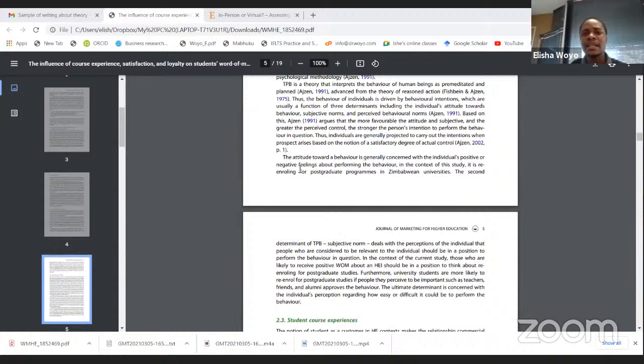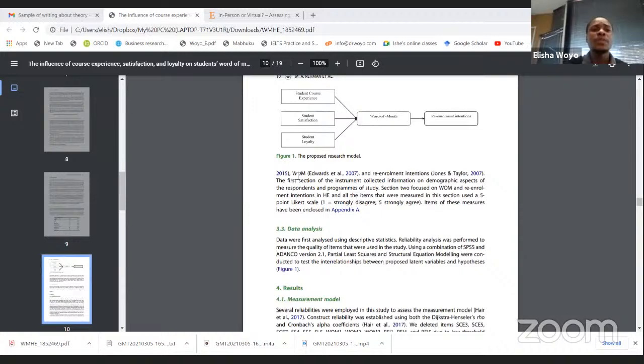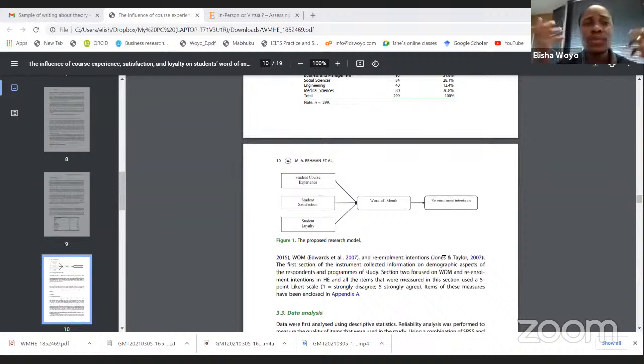Apart from that, showing you the conceptual framework, where did we put it? In this particular instance, this shows how we have conceptualized the kind of study we are doing. So I can show it in diagram form. A conceptual framework, like I said, is a mental, pictorial representation of your study. If you were to summarize that study, how do you do it in a diagram? For us, this is what we summarized. We are looking at student course experience, student satisfaction, student loyalty, and we are saying these variables predict word of mouth communication, and word of mouth mediates re-enrollment intentions.